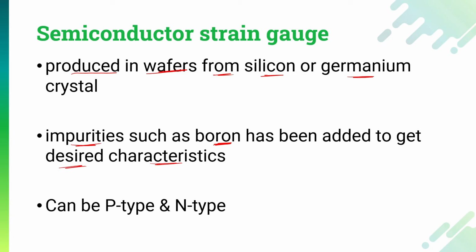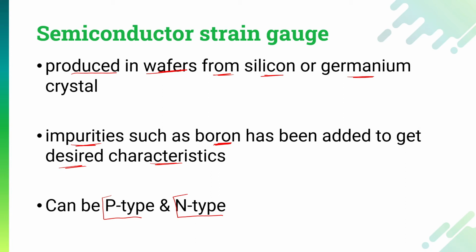Now, as we know, semiconductors can be of two types, the p-type semiconductor and the n-type semiconductor. When it comes to such semiconductors, the p-type semiconductor will give you positive changes in the resistance. That means an increase in the resistance whenever a positive strain is applied, and the second type is going to give you a decrease in the resistance for the same.